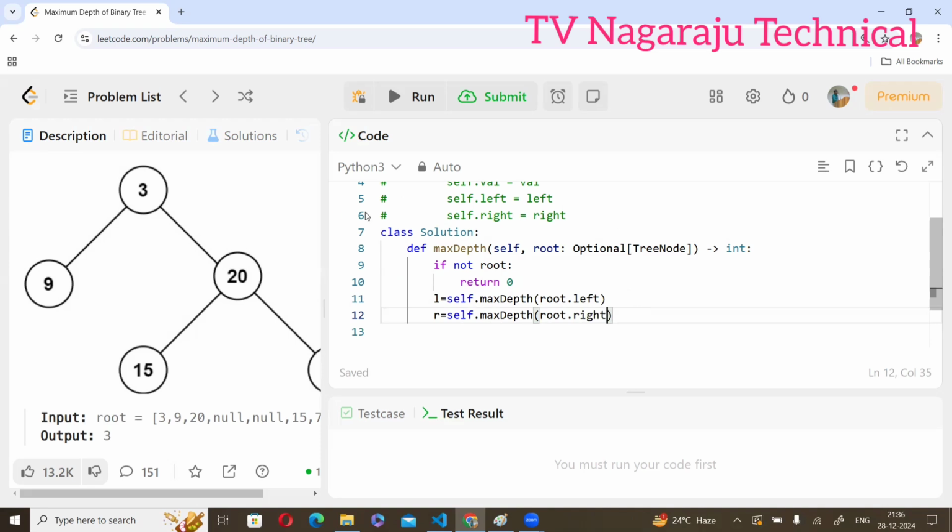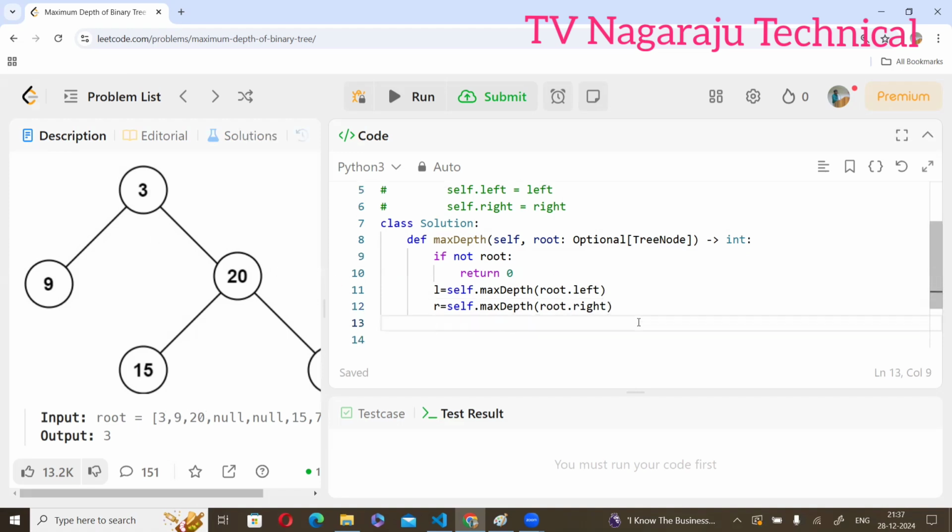Now L consists of the left side value. See this one? The left side value. R consists of the right side. Now finally you need to return the maximum of left and right. I am using the predefined function max of L comma R.